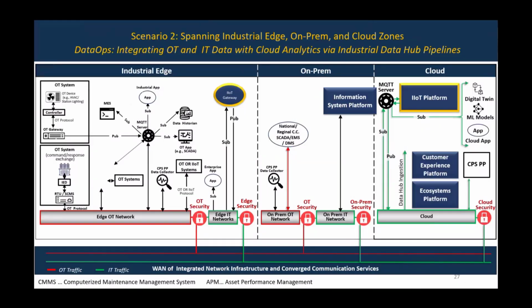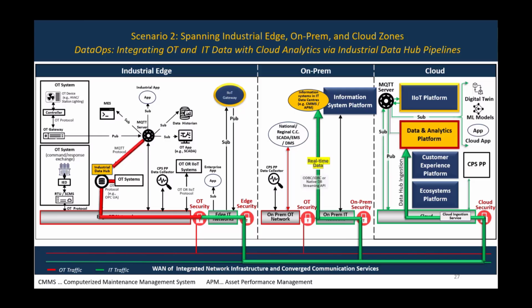The second integration scenario is spanning the industrial edge, on-premises, and the cloud as well, and it is about leveraging DataOps to integrate operational technology and information technology data with cloud analytics via industrial data hub pipelines. So we have here at the edge zone an industrial data hub which acquires the data either directly through the operational technology system or indirectly through the message queue telemetry transport broker, and it ingests the real-time data into two destinations.